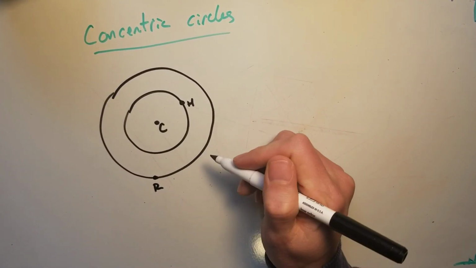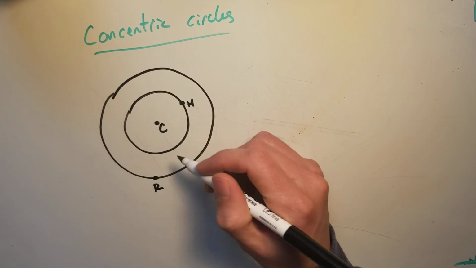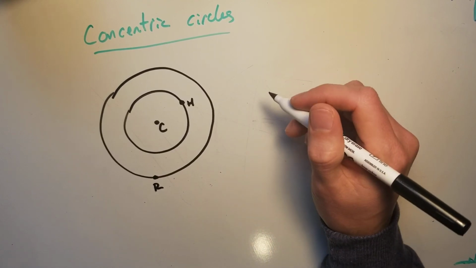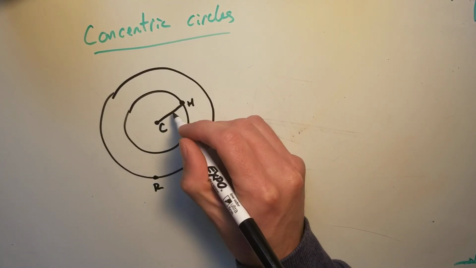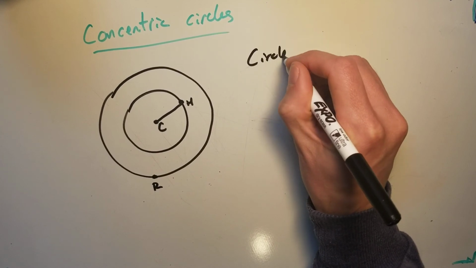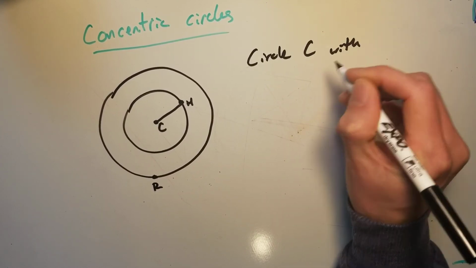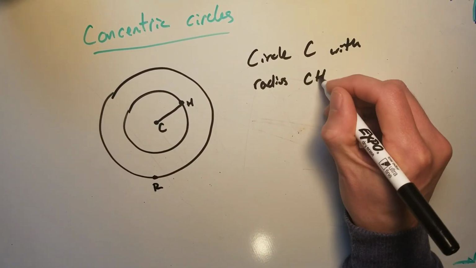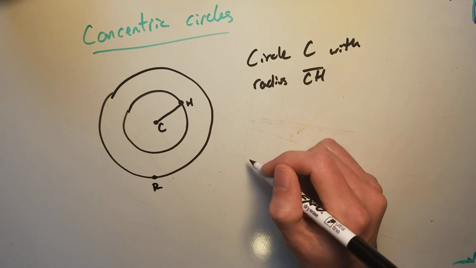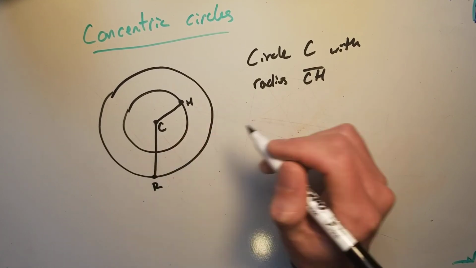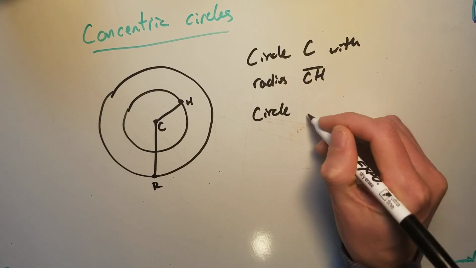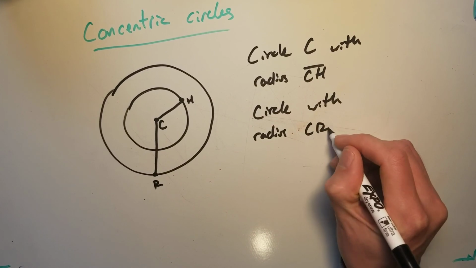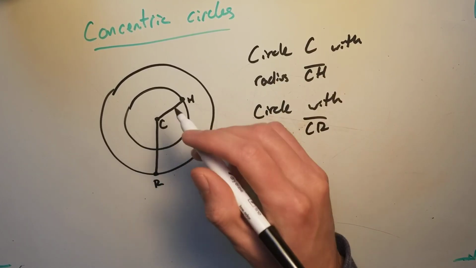So since these two circles have the same center, we can't just call it circle C because we don't know which one we're talking about. So we would have to be specific, and we could say we want to talk about the smaller circle. That would be circle C with radius CH. Or if we want to talk about the larger, circle C with radius CR. Now we know we're talking about the larger. And these two circles are concentric.